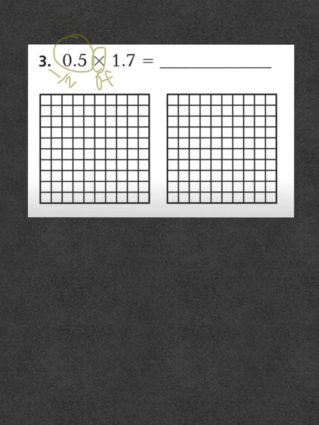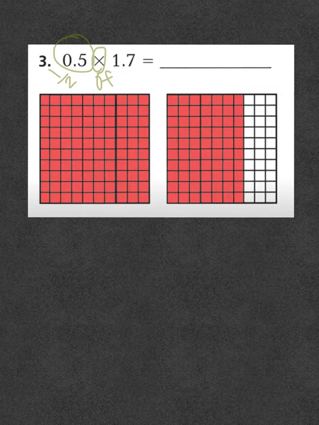So let's model that 1 and 7 tenths and show what that looks like. Okay, so here you have my model of 1, and here's my model of 7 tenths. So there's my 1 whole and my 7 tenths. Now let's go the other way and look at 5 tenths of both of these, because the 5 tenths or half is of 1 and 7 tenths.